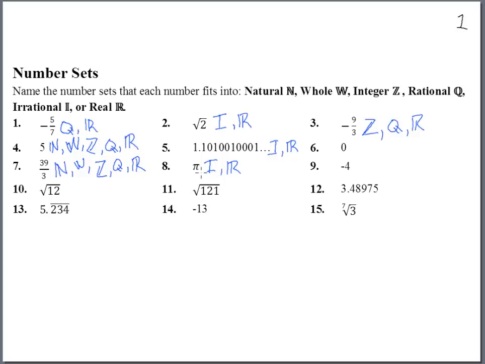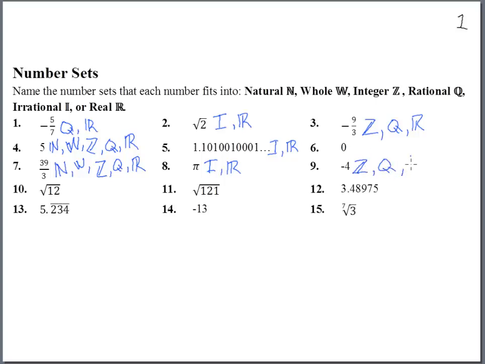This cannot be written as a fraction, even though you may have seen 3.14 or 22/7 as an approximation, something close to pi. They are not exactly equal to pi. Pi does not have a repeating decimal. Here we have negative 4, so that is not natural, not whole, but it is integer, rational, and real.